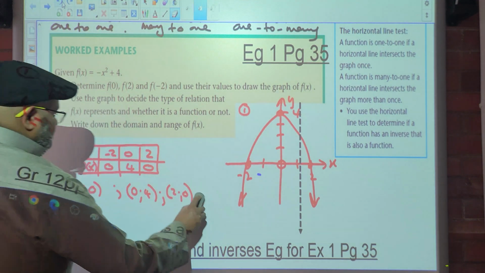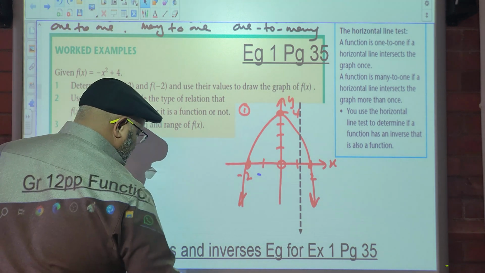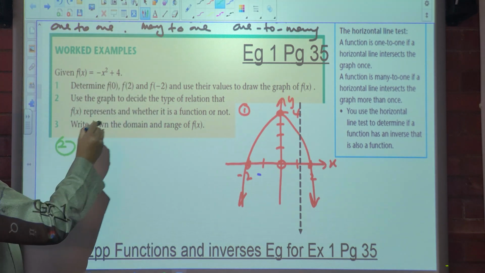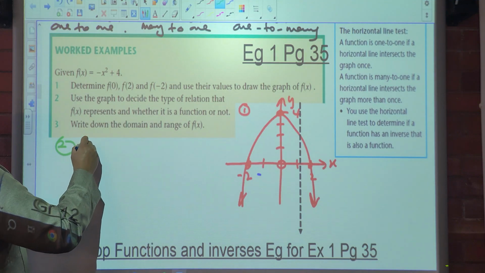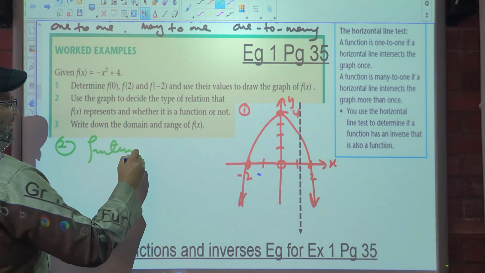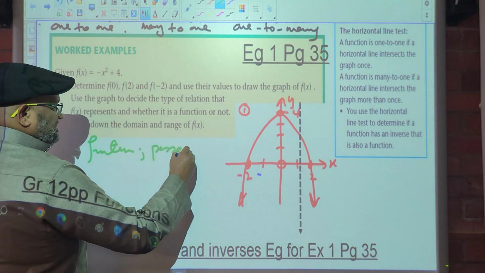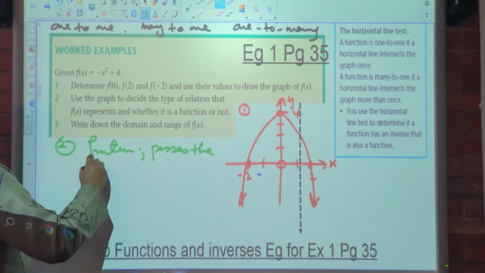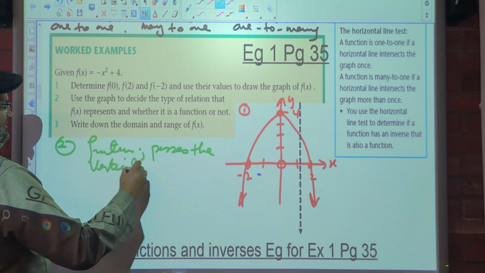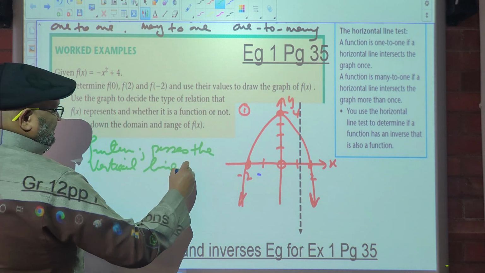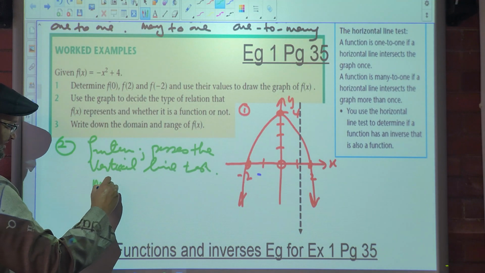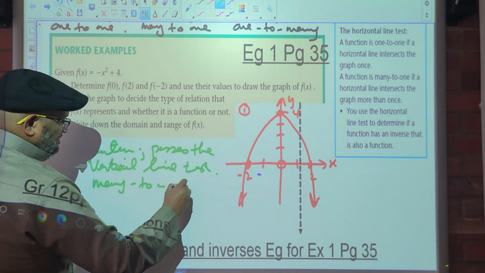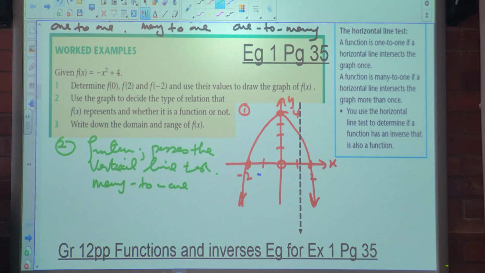Right, so let's answer the question quickly. The second part of the question says, use your graph to decide the type of relation and whether it represents a function or not. So it's a function. Why is it a function? It passes the vertical line test. And what type of function is it? It's a many to 1 function or relation.